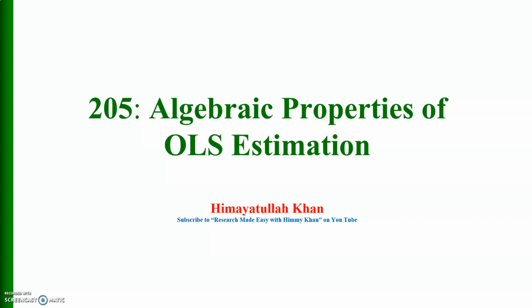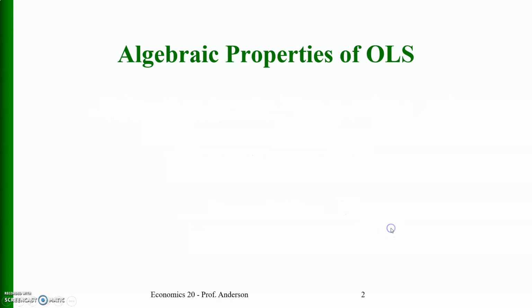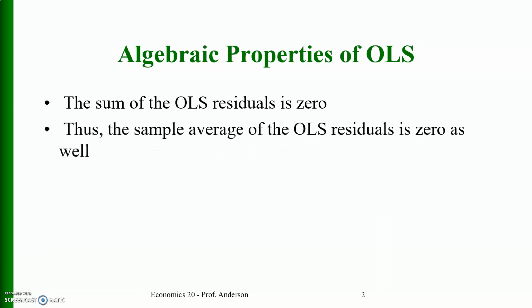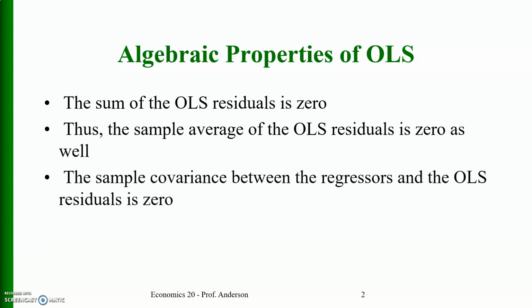This video is based on algebraic properties of OLS estimation. The algebraic properties of OLS estimators include the following. The first property of OLS estimator is that the sum of the OLS residuals is zero. That is, the sample average of the OLS residuals is zero as well. The second property is the sample covariance between the regressors and the OLS residual is zero.